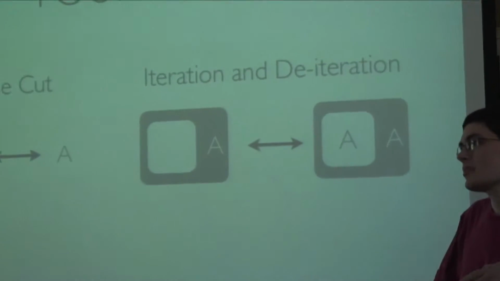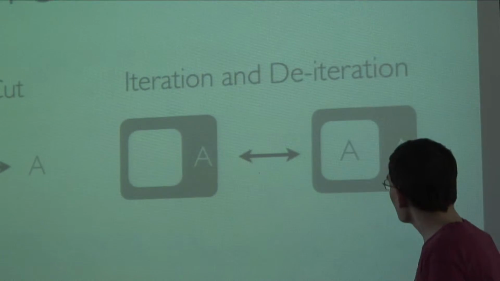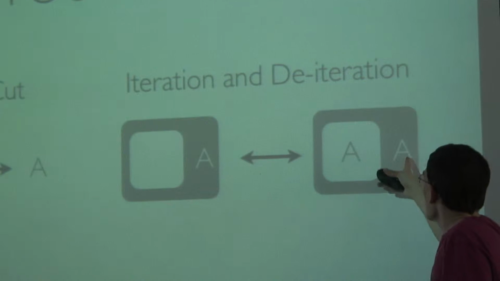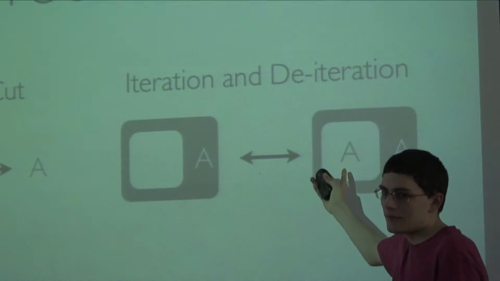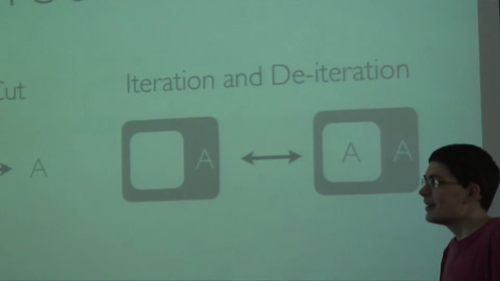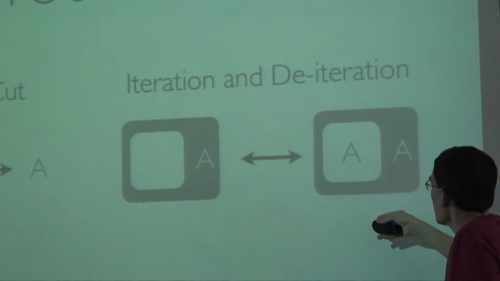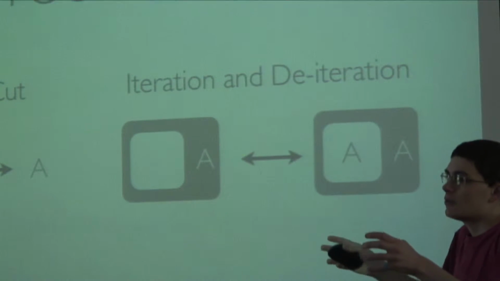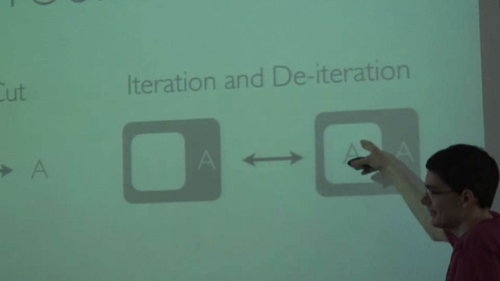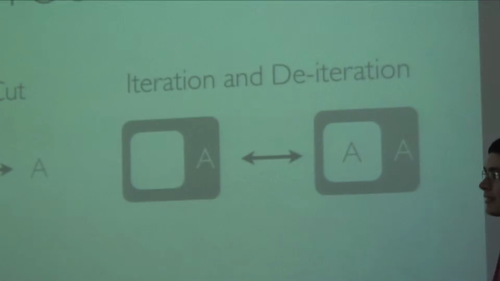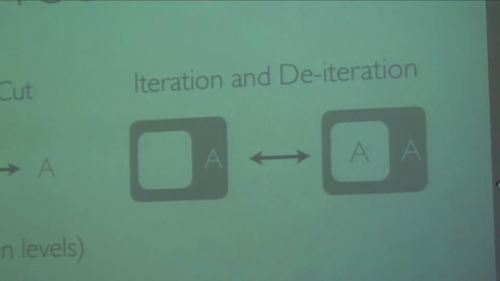The other bi-directional rule is iteration and de-iteration. So you can at any time copy something that is in a higher level into a lower level, into a subcut. Or you can duplicate something within the same level of the cut. So you could add a second A up here if you wanted to, then move on to double cut it or something like that.